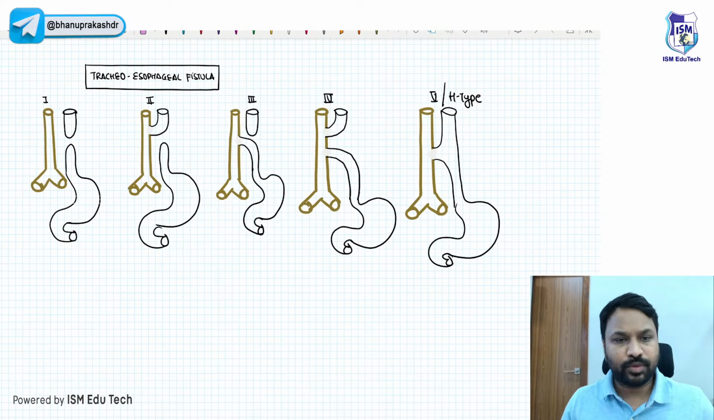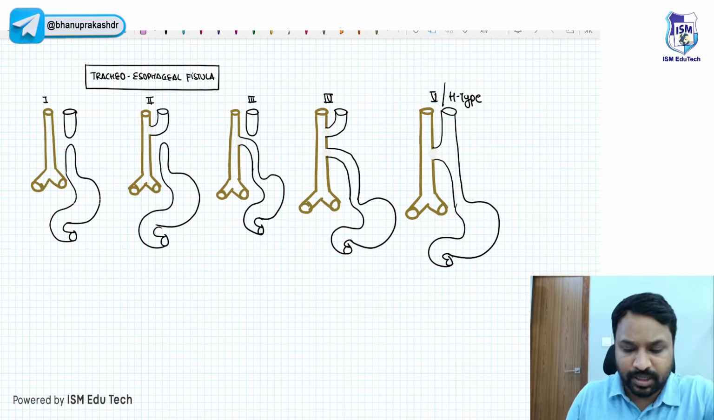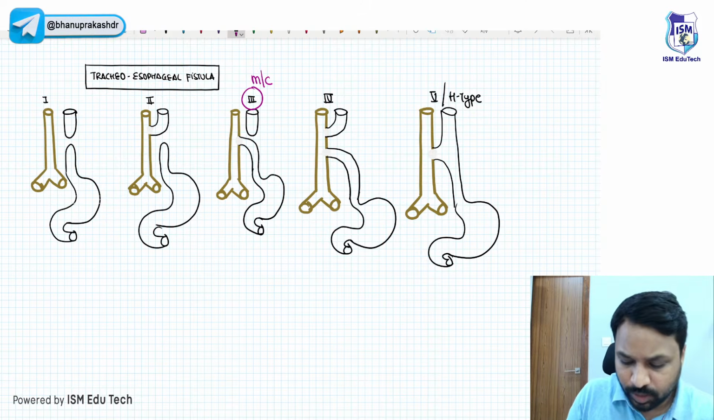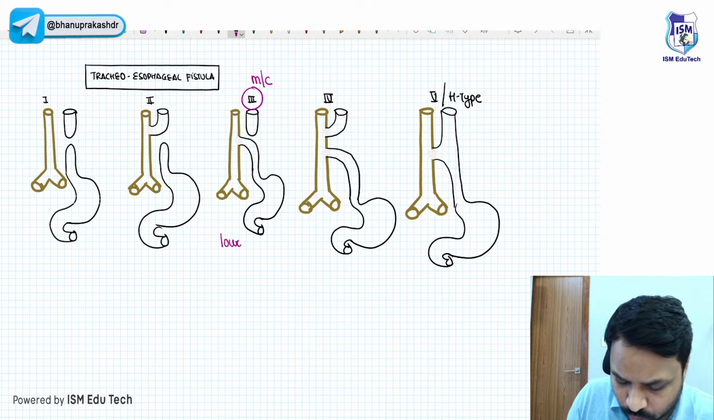Now my question to you is, which among the following is most commonly clinically presenting, right? I hope everybody knows it is type 3, which is the most common type clinically, or you can say the lower segment fistula.